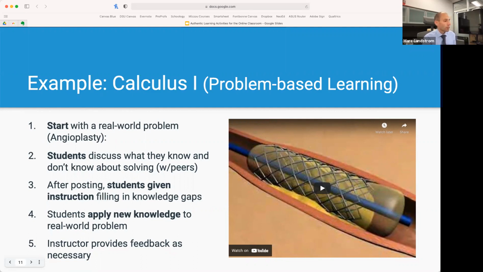After getting all that new knowledge, they can then apply it to the problem, and then they submit that as their assignment, basically in solving that real world problem, which of course at that point the instructor gives feedback. So that was one example. That was the process that was gone through in an online course.